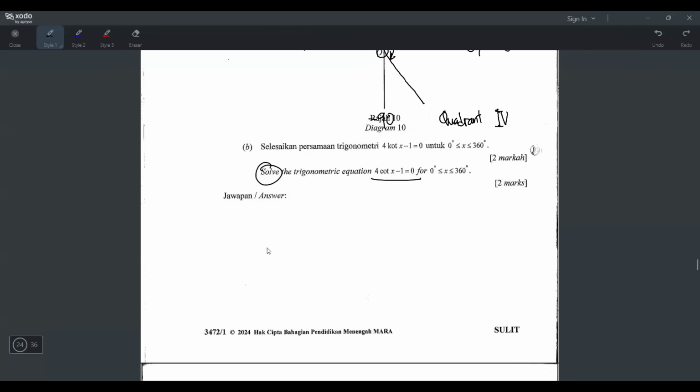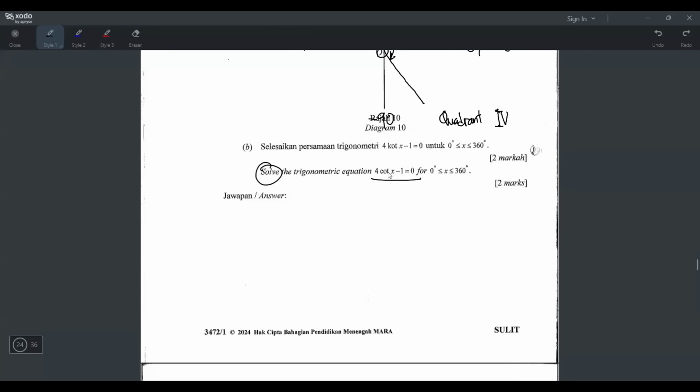Then for the special case, you have to memorise and then write the answer depending on which special case. Okay, let's do this question. 4 cot x minus 1 equals 0. Okay, this is good because there is only one trig function, which is cot.